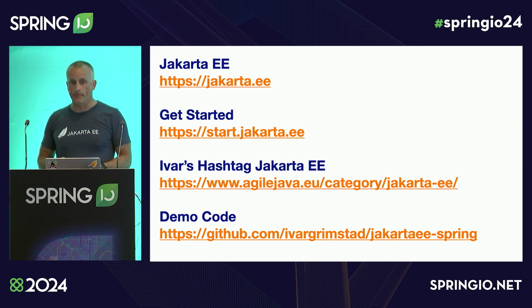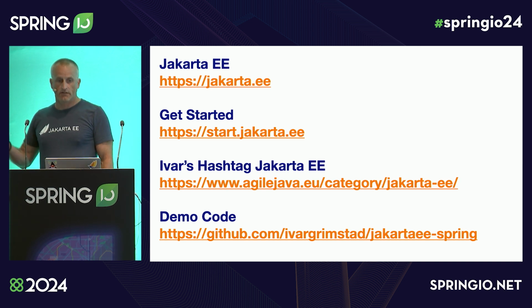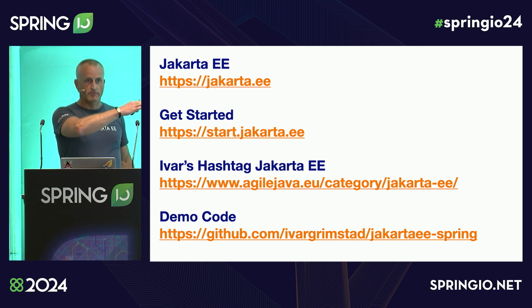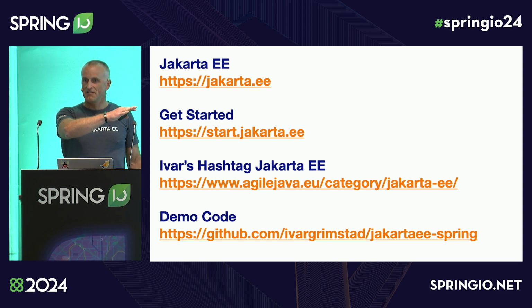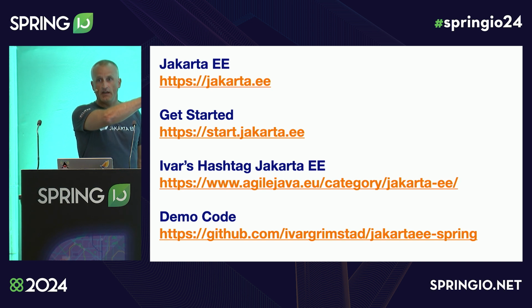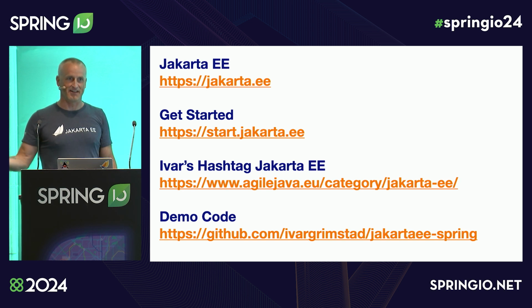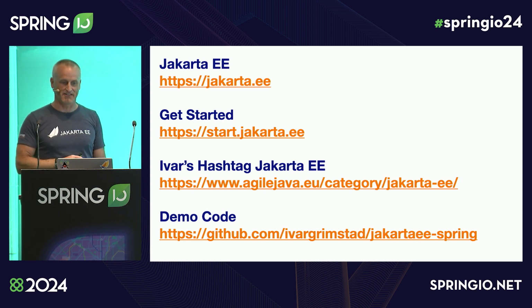If you want to know more about Jakarta EE, you can go to jakarta.ee. Or change your DNS spring.io to Jakarta EE. And you can even have start.jakarta.ee, and you get the Jakarta starter. Whenever we see something good, yeah. So start.jakarta.ee is where you can fill in a couple of properties and generate a zip file with a Jakarta EE project for you, so you can test it out very simply.